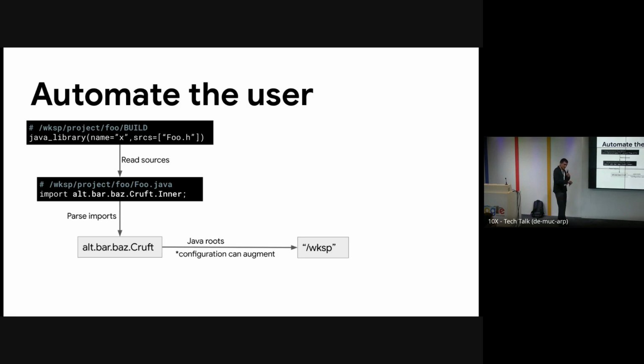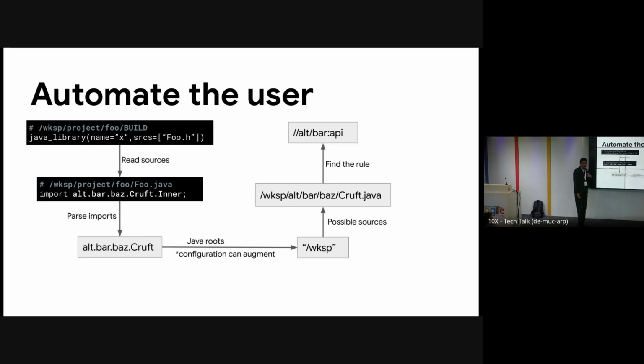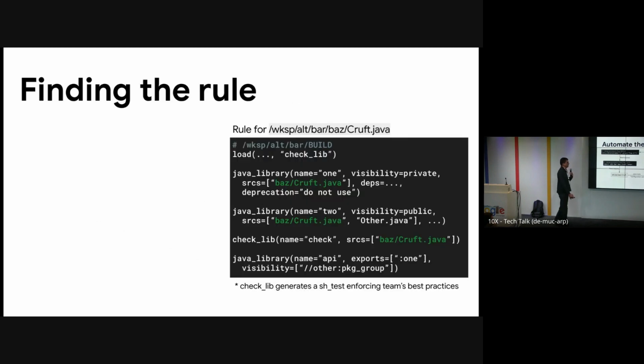Then I need to look at the Java roots. So this is where I still need some configuration. And I'll say, okay, I'm going to look inside workspace. Okay, so this is a possible source. This is what I want. Is it there? Find the rule which corresponds to that. We'll get to how we do that in a second. And then add the dependency. So just automate the user.